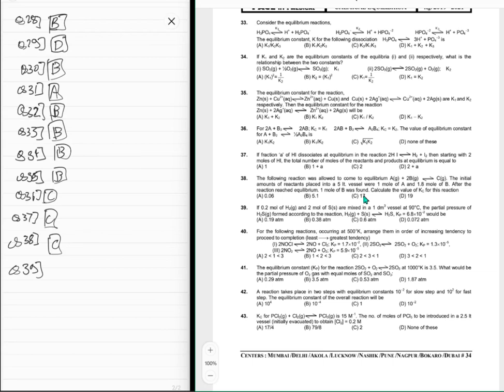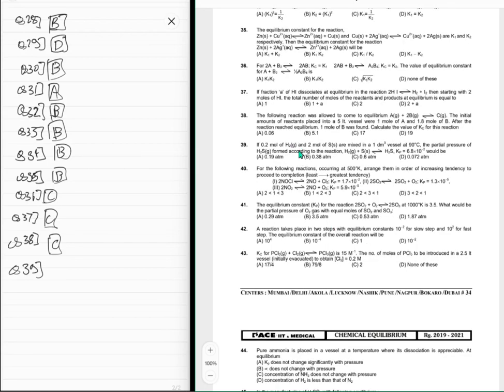Now question number 39. 0.2 moles of H2 and 0.2 moles of sulfur are mixed in 1 liter (decimeter cube is just 1 liter) vessel at 90 degrees Celsius. So with 1 liter, you don't have to worry about dividing by volume, just the moles is the molarity also. The partial pressure of H2S formed according to the reaction would be?